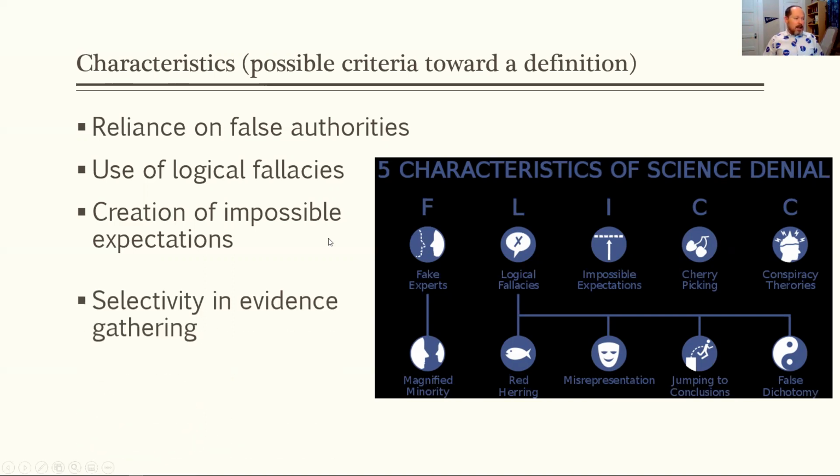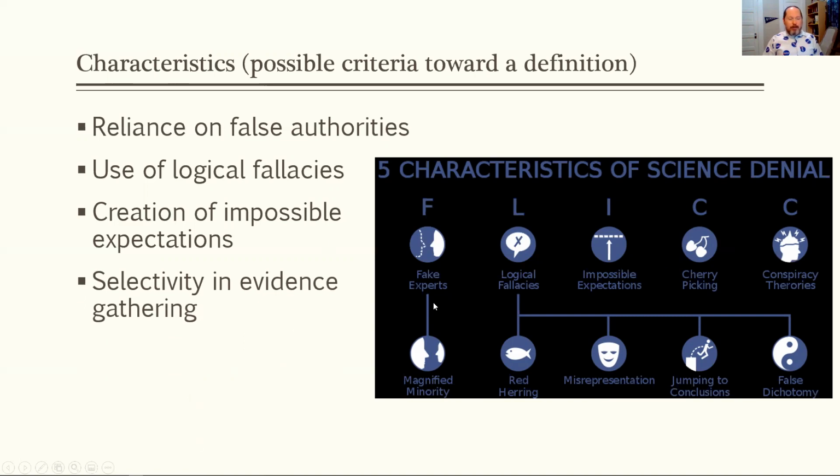And then, yeah, reliance on selectivity. That would be cherry picking. There's a vast amount of evidence that they're wrong, but there's this one thing over here that they could probably try to cause some doubt with. So that's what they pick on. That's the cherry they pick.